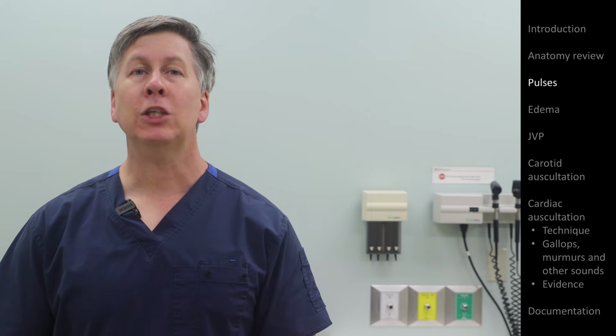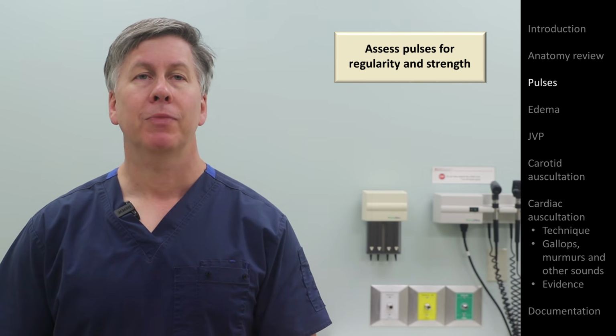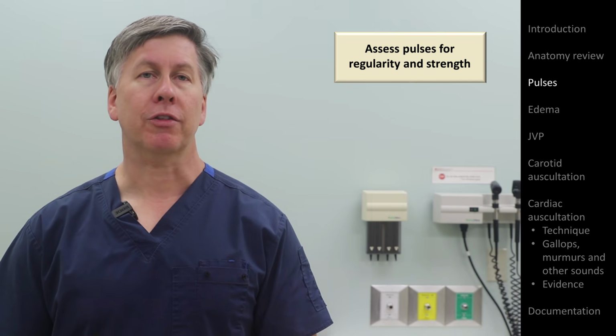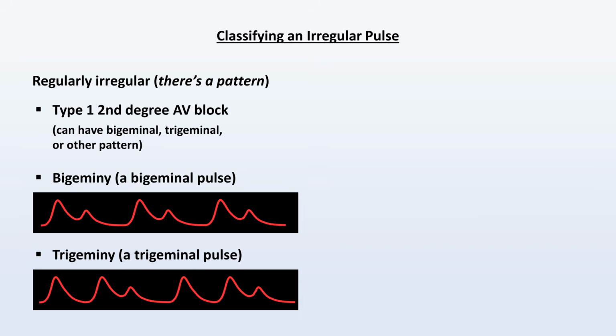Now that you know where all the arteries are located, what specifically are we assessing them for? Two things. The first is the pulse's regularity, which you only need to assess once. The second is each pulse's strength. If the pulse is irregular, try to determine if it's regularly irregular, meaning there's a fixed pattern to the pulse. There are specific arrhythmias that display this specific pattern. For example, type 1 second-degree AV block, as well as something called bigeminy and trigeminy.